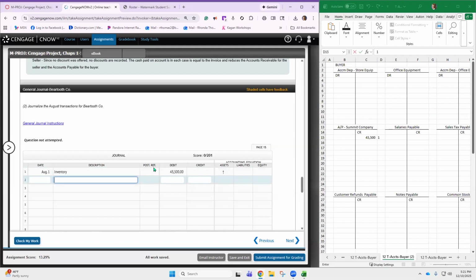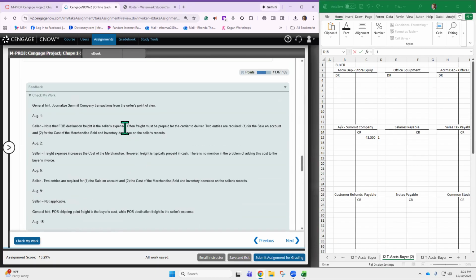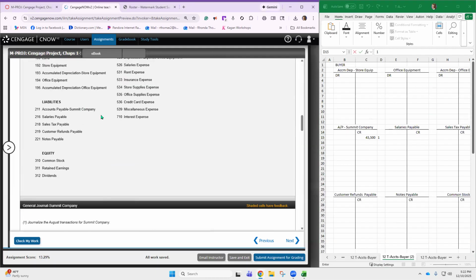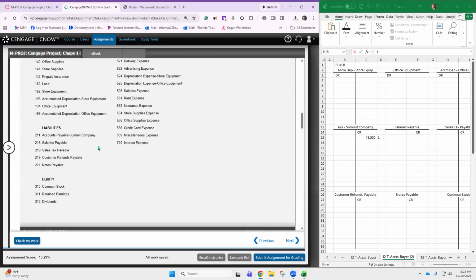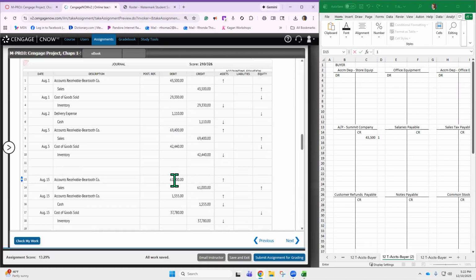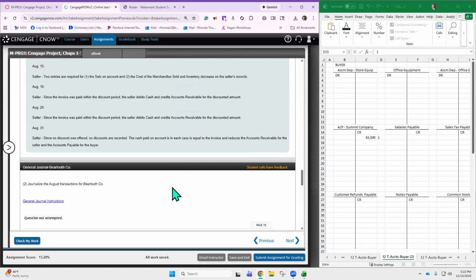And then we need to go get accounts payable Summit, which is on the chart of accounts for the buyer. Okay, accounts payable Summit, and it should be the second chart of accounts right here. Okay, I was wondering what was going on. Okay, that's all right.